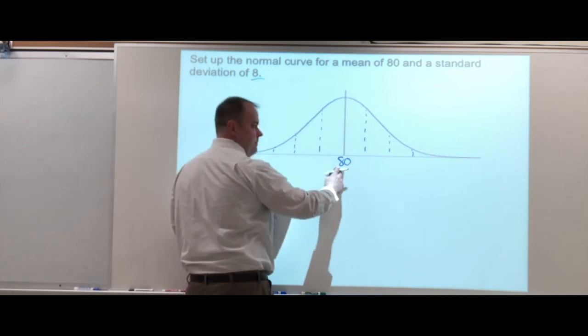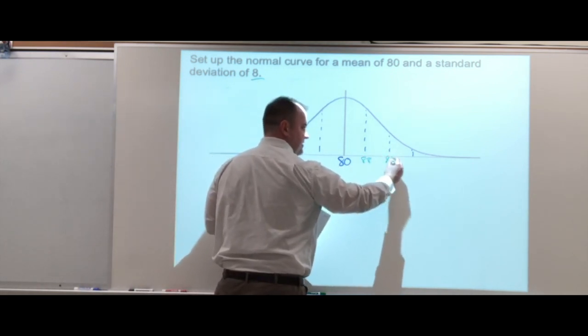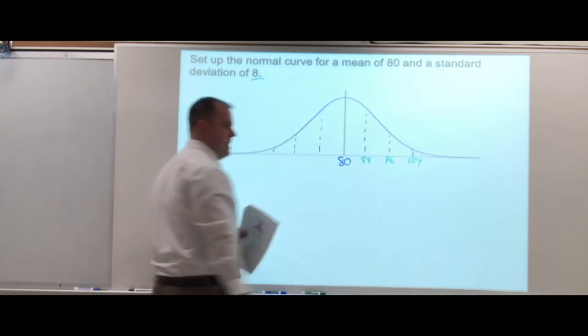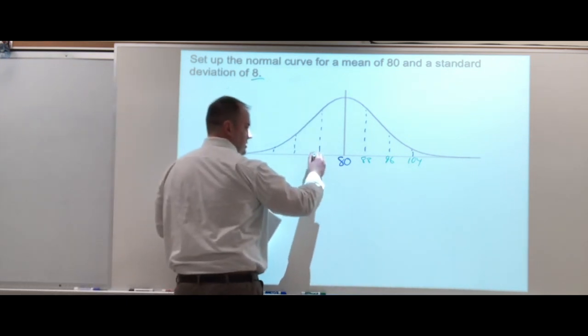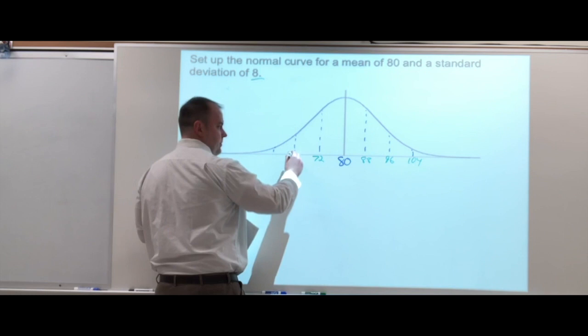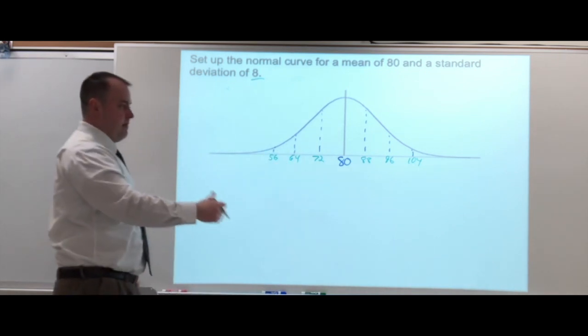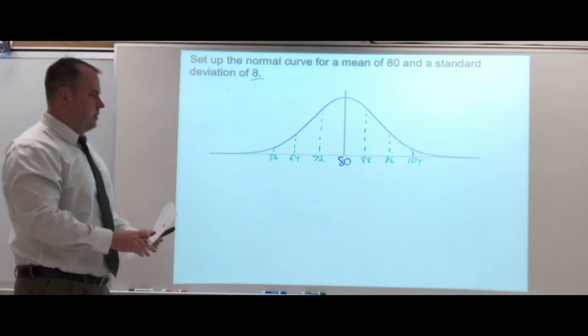So if we start at 80, 80 plus 8 is 88, 96, 104. That's just plus 8, plus 8, plus 8 going across. Going the other way, we subtract. 72, 64, and 56. Minus 8, minus 8, minus 8. Let me just do my math again real quick. Okay, we look good there.